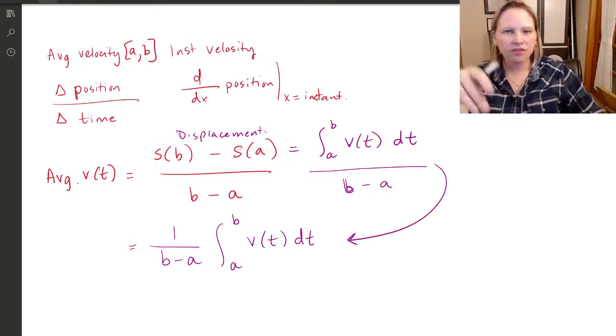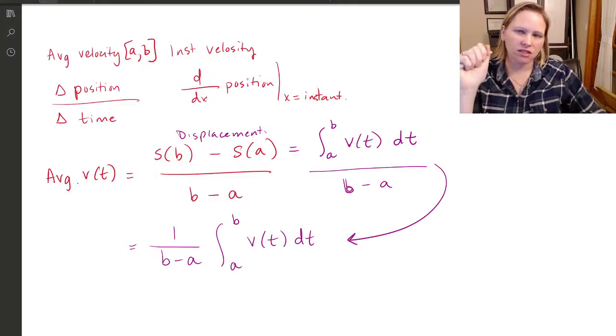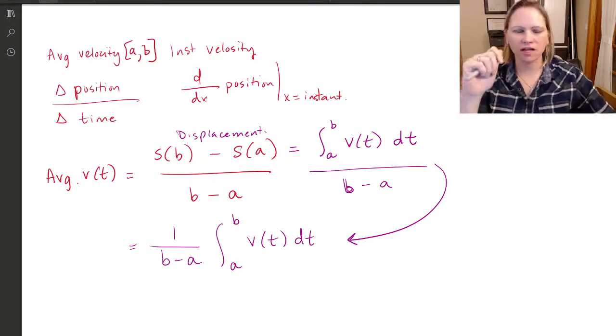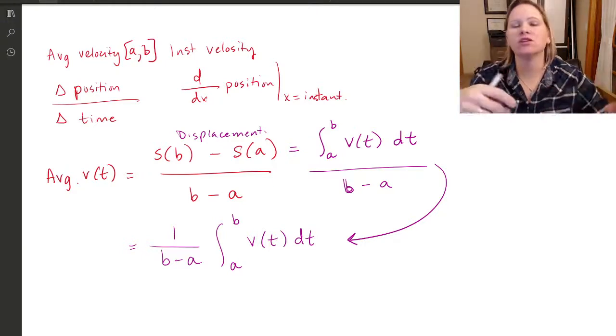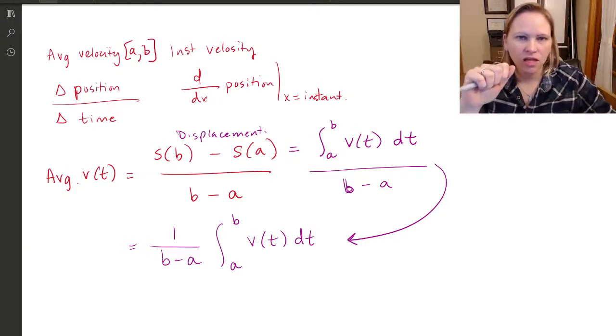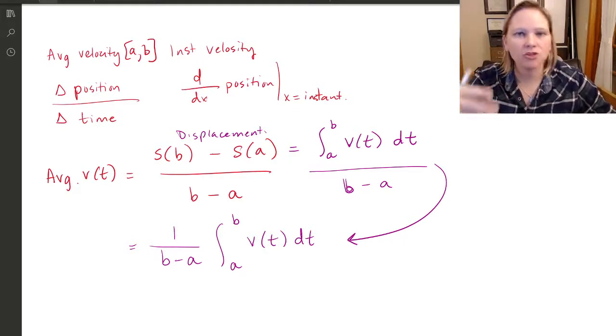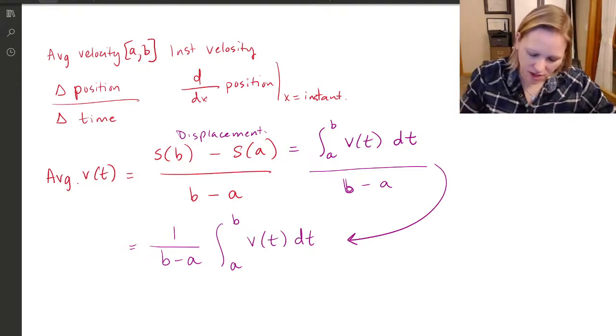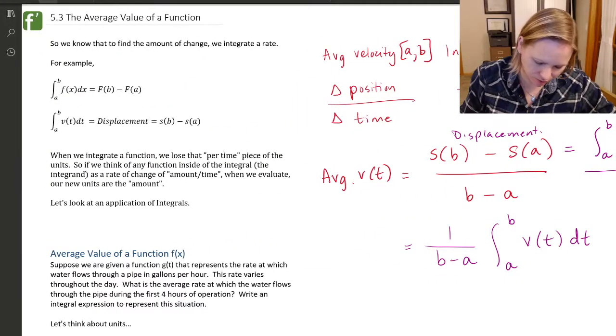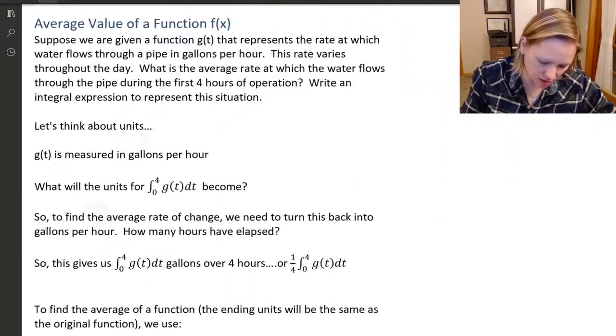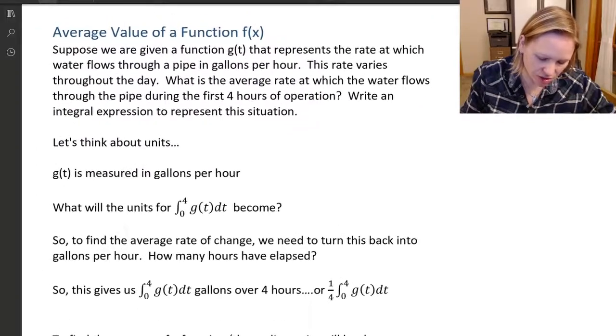Remember though, here's another reason why we divide by this b minus a. If we are given the velocity and we want the average velocity, when we integrate velocity, say that velocity is miles per hour, our resulting units are going to be miles. In order to turn it back into a velocity, we need to divide it by a change in time and turn it back into miles divided by hours, or miles per hour. This concept is going to be handy to think about when we consider functions other than velocity.